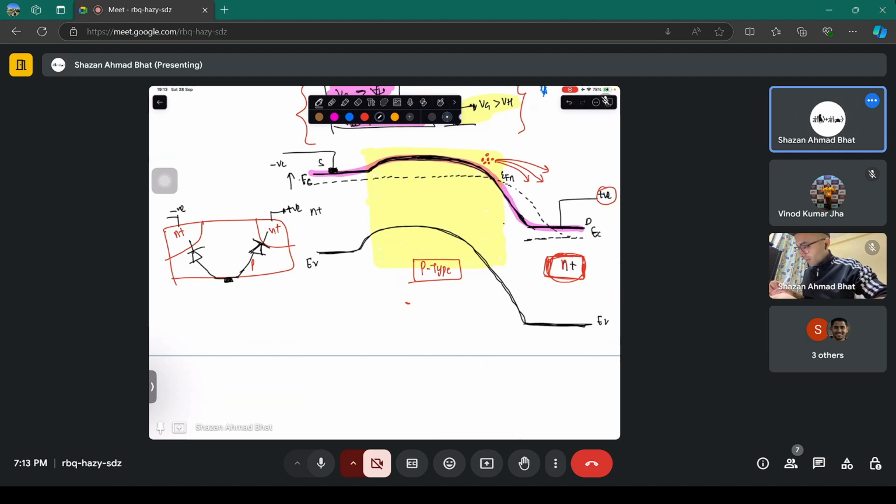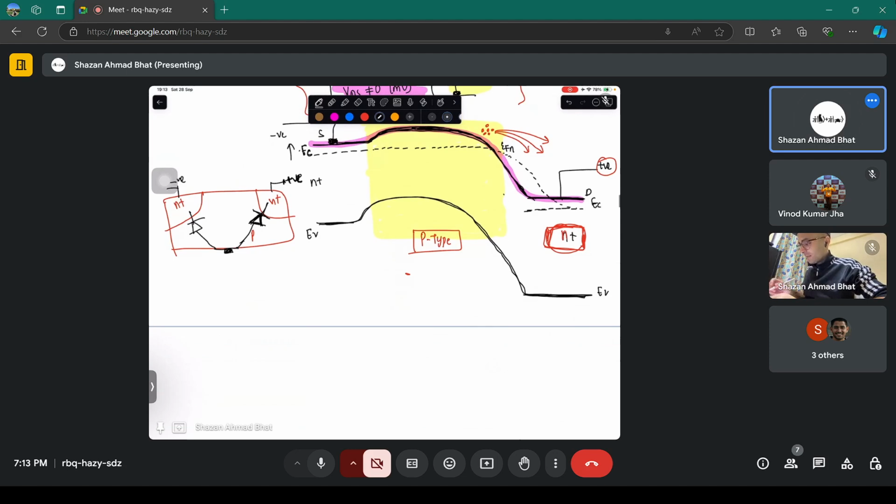In this region, positive is connected to the N plus side. And this is all grounded. Let's connect this to the ground. And in this region, N plus is connected to the negative end. What is going to happen? This is all grounded. Let's consider. And in this region particularly, you have this oxide, you have the metal, and this is gate voltage greater than threshold voltage. Okay.